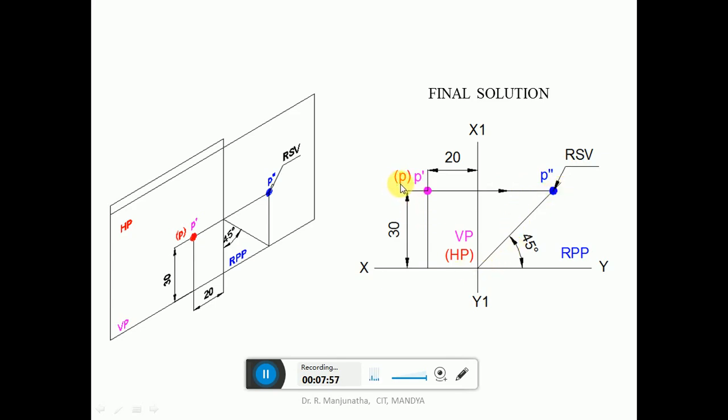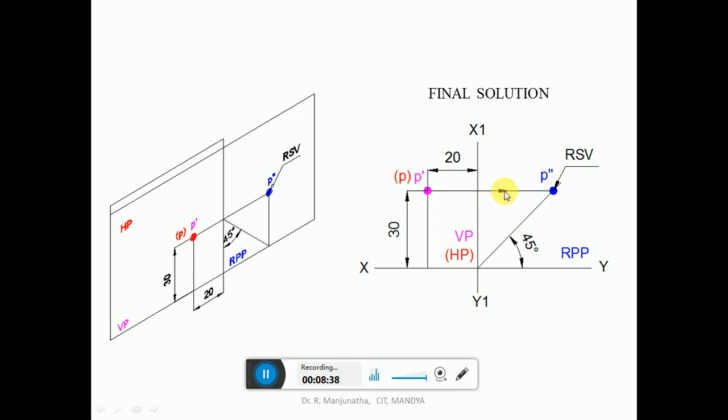So draw a horizontal projector from small p, that is the top view, onto the 45 degree line. Then what happens? The distance behind VP, which is 30 mm here, when it is transferred onto the 45 degree line, this vertical distance is transferred into the horizontal distance of behind VP, which is 30 mm. Both the front view and side view are going to be on the same line, so that P double dash will be on that 45 degree line only. So it is behind RPP, so this is going to be the right side view. So this shows the direction of projection from the left side to the right side.